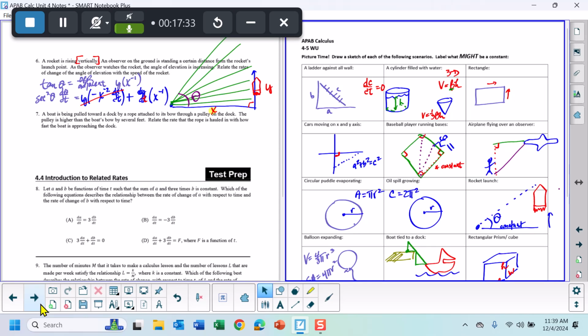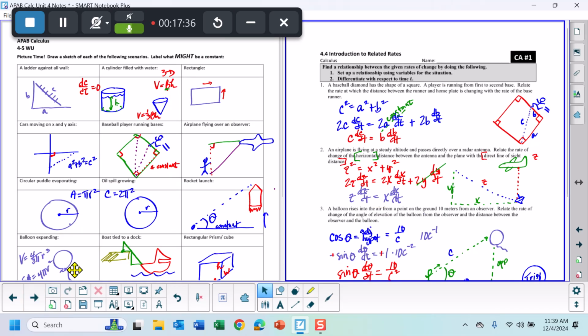All right. Then for our next warm-up, we ended up drawing a bunch of pictures for how things change. If we have a ladder against the wall, the ladder is the constant. Unless you have a shrinking ladder, which would be disastrous. But pay attention, they do exist. Make sure that you pay attention to which of your variables is constant and which is changing. The baseball runner, this distance from home plate to first base is changing.